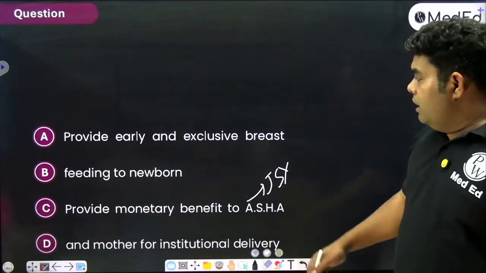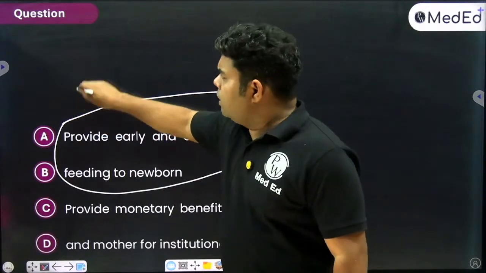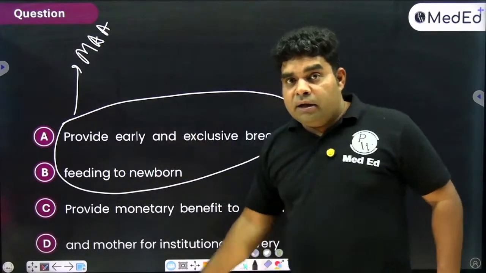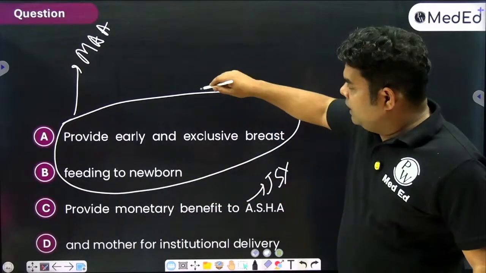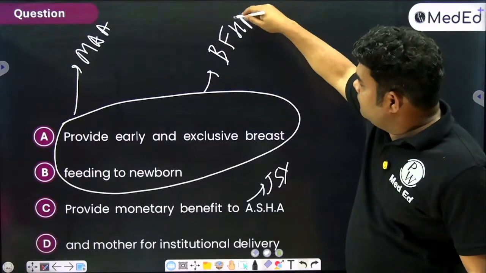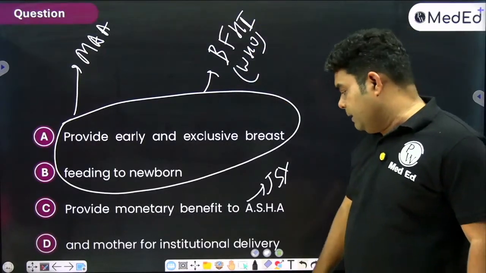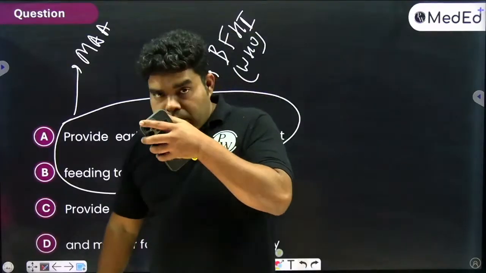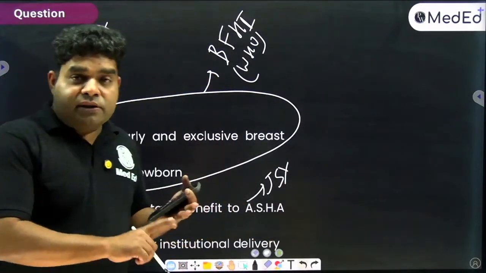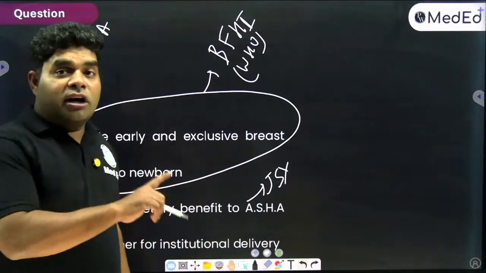And early and exclusive breastfeeding to newborn. This is the program, sorry, MAA. In India, this is Mother Absolute Affection, which is focusing on early exclusive breastfeeding. And in the world, there is the Baby Friendly Hospital Initiative, BFHI of WHO, which focuses on early and exclusive breastfeeding. So the facility of JSSY is ambulance, treatment and food. And the logo of JSSY is yellow color mother child.